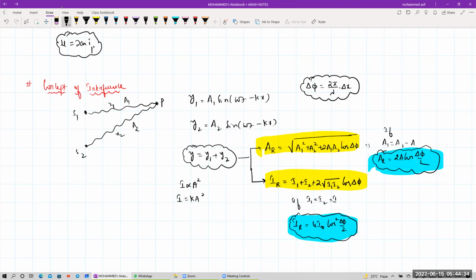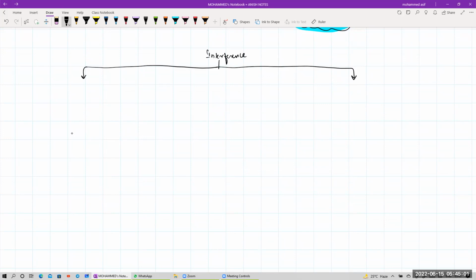Now at point P, beta, when these two waves meet, we may get a bright point or a dark point. Those bright and dark points are known as what, beta? Constructive interference or destructive interference. So in interference, we may either get a constructive interference, a bright point, or a destructive interference. Constructive interference is also called a bright point.